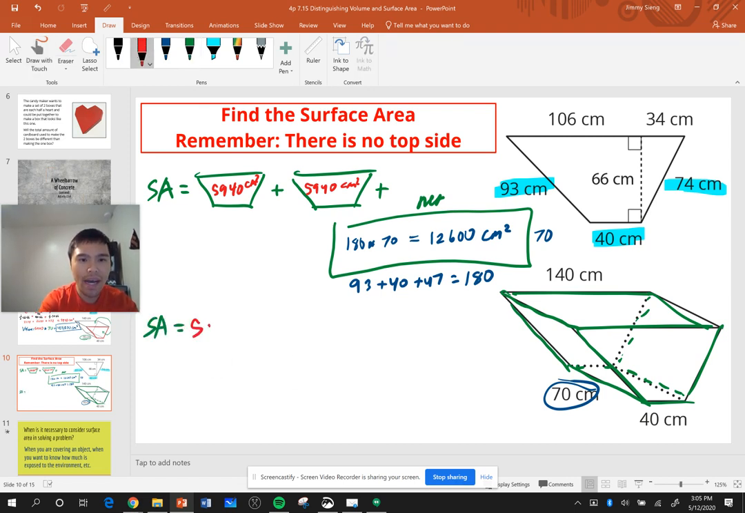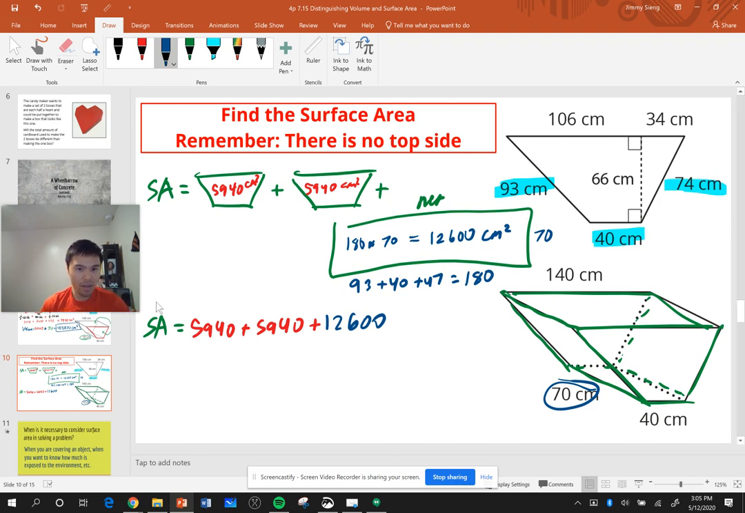Now I just got to add my surface area, add them all together. So now I have 5,940 plus 5,940 plus 12,600. Use my calculator. I get a total of something wrong. Oh no, what did I do this time? Let's double check. So we said the height is 70. I think I added these wrong. Yep, I did it again. That's okay. So I'm going back to my width. I added 47 instead of 74. Silly, silly Mr. Singh.